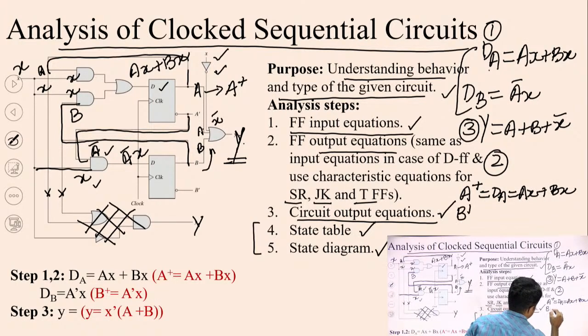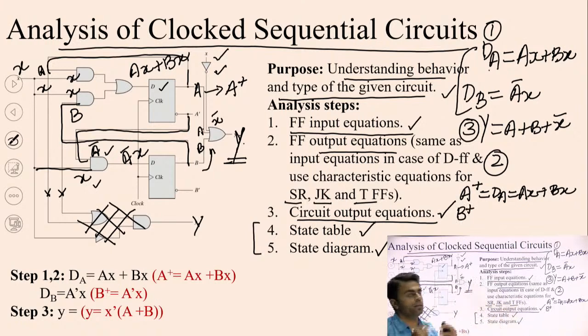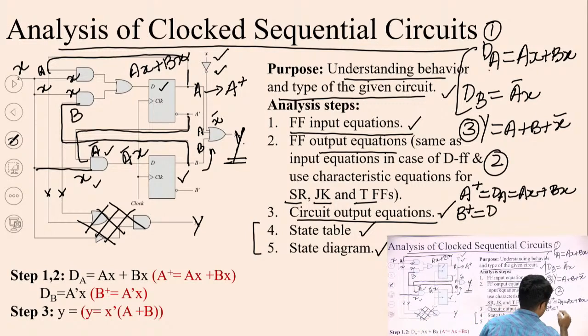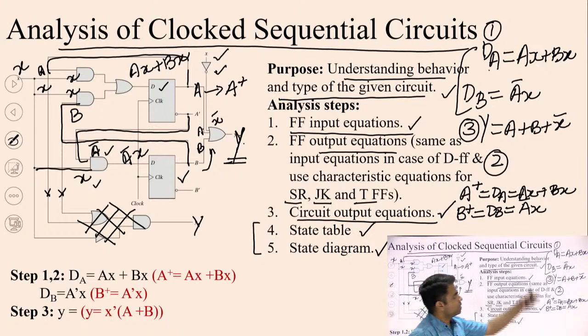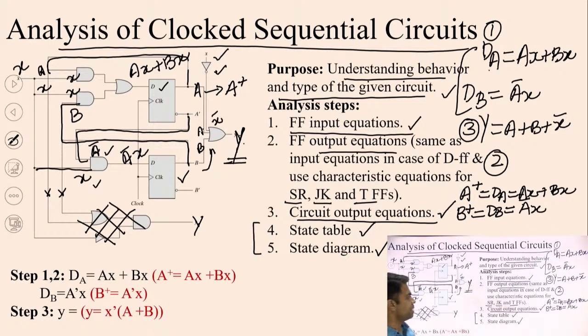Similarly, B plus, the next state of the second flip-flop, will be equal to DB, which is A bar X. Okay. So the first and second steps are exactly similar. These are the first 3 steps. Using these 3 steps we can write the state table, but it would not be possible to complete this question.